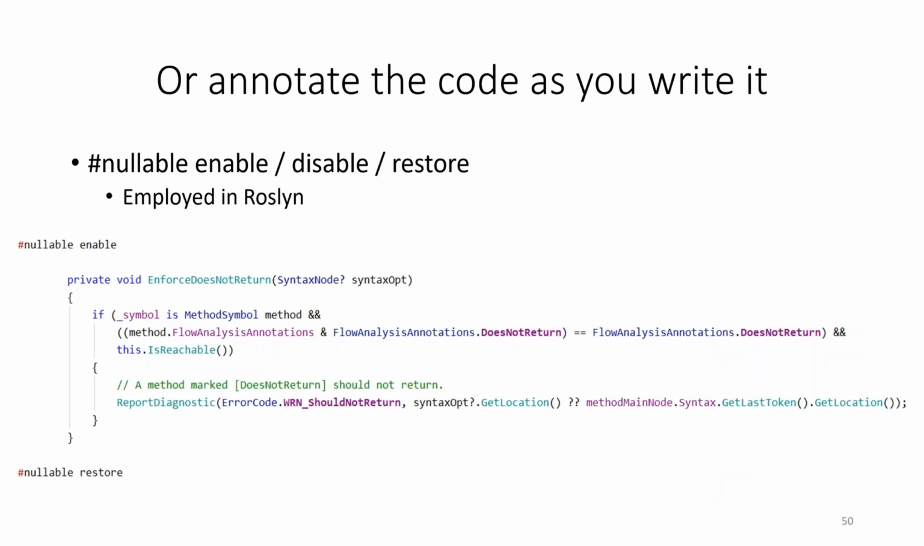Or alternatively, you can annotate the code as you write it, and this is actually the approach employed in the compiler. If you open the nullable Volcker type I've mentioned before, you'll notice that there are some methods enclosed in nullable enable, nullable restore region. And this means that recently someone either added this method or modified it, and it enabled nullable reference types for this method only, fixed all the problems there, and this became a safe place where no nullable warnings exist, and the rest of the class is not annotated yet.